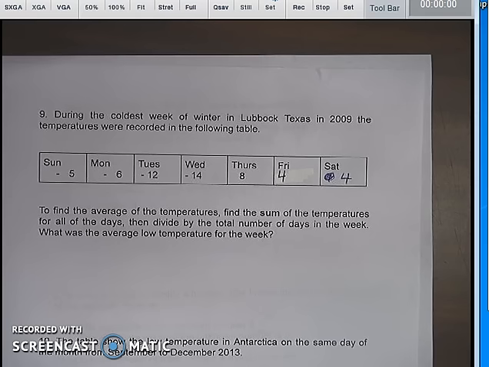If you do not change Saturday to a 4, it will not work. I made the copies before I checked over it. So after I checked over it, I decided I needed to change that number. It says during the, here are the temperatures.